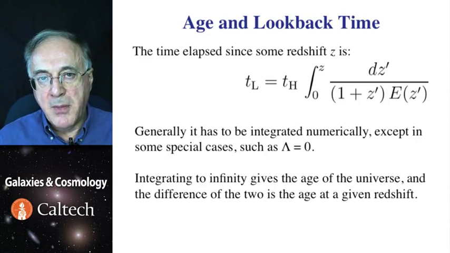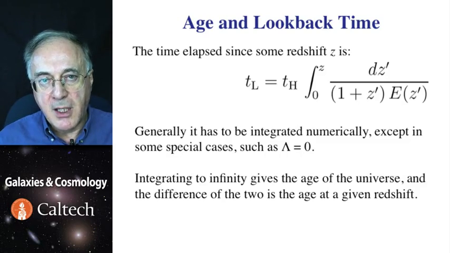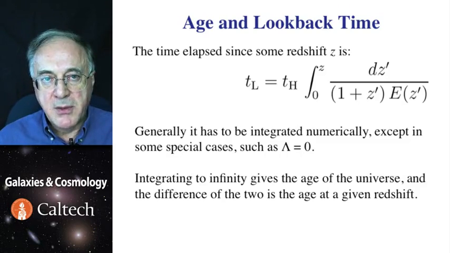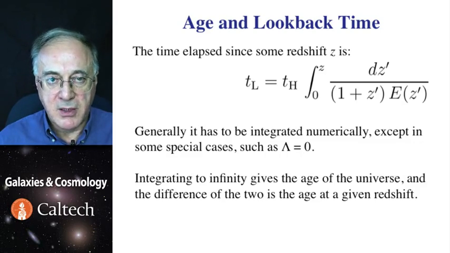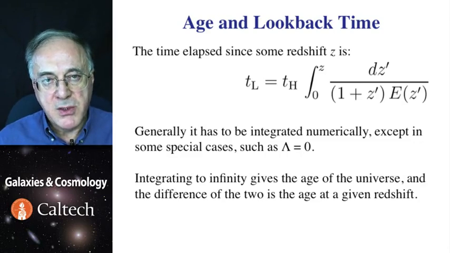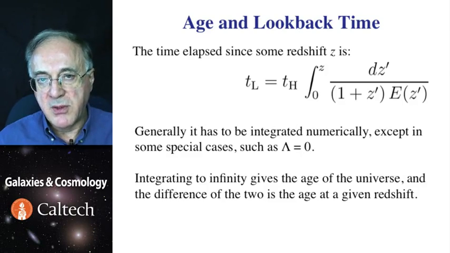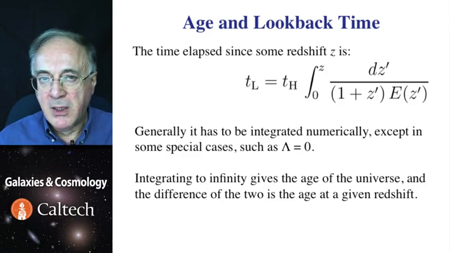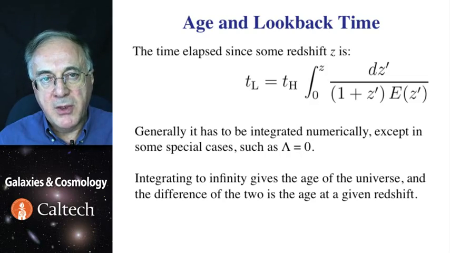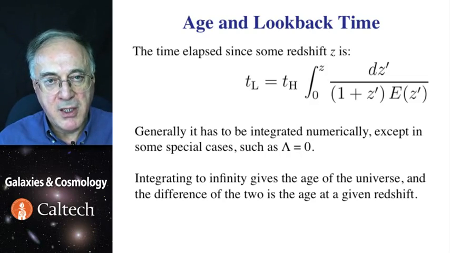Whereas we cannot directly measure it as a function of redshift, it is a useful quantity when considering things like galaxy evolution. The time elapsed since some redshift z, which is the look-back time, is given by the same formula as we've seen before, except corrected by 1 plus z. So then again, this also has to be evaluated numerically, except for some special cases like with zero cosmological constant, when an analytical solution does exist. If we're to integrate this all the way out to infinite redshift, that is to the Big Bang, we will get the total age of the universe.